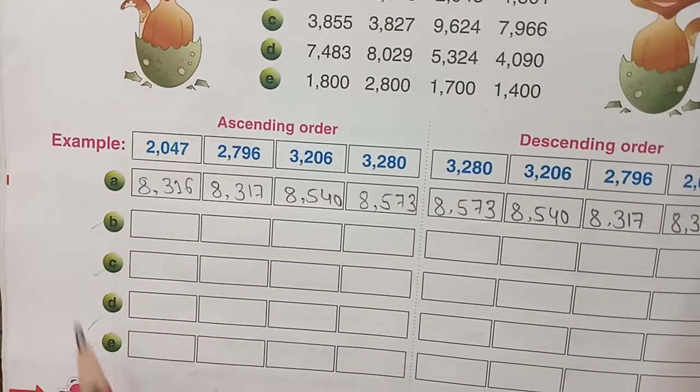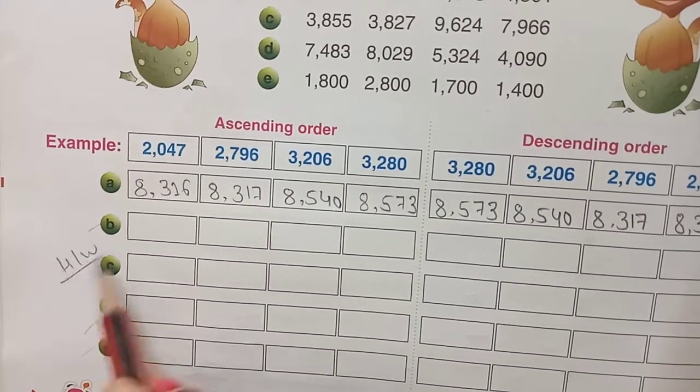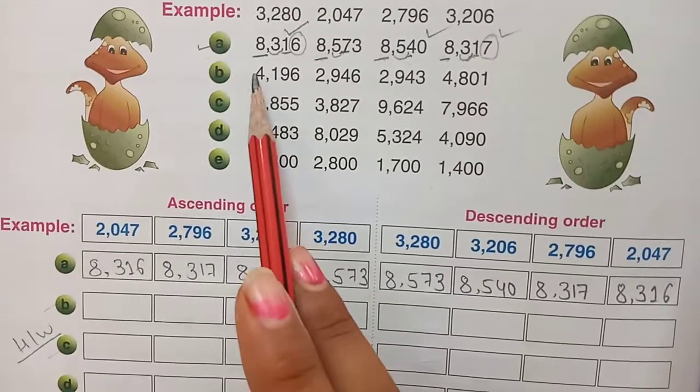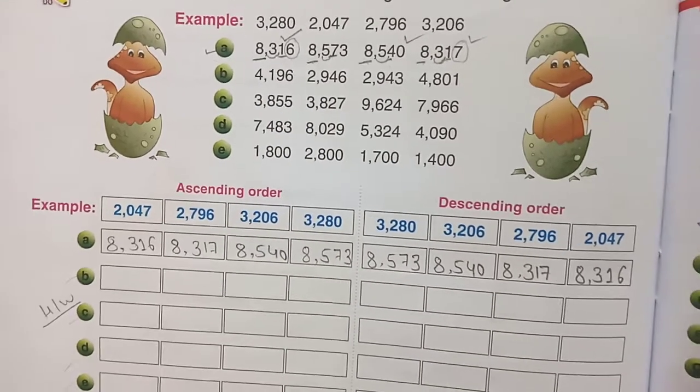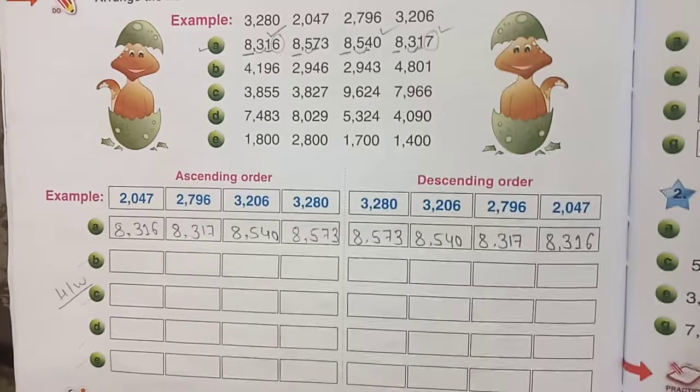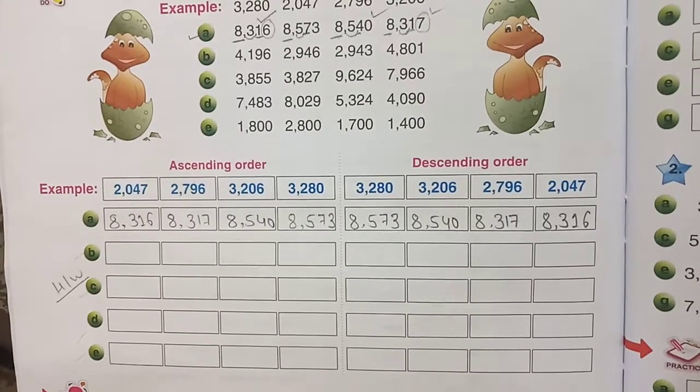Remaining these 4 are homework for you. The questions are here. From B to E, this is homework. Complete it in the textbook itself. Tomorrow I will give the answers. You may clarify your answers.